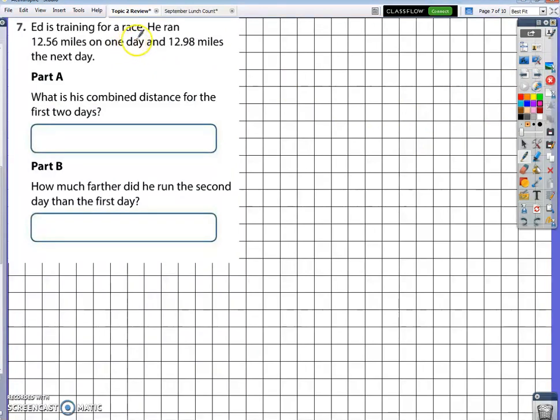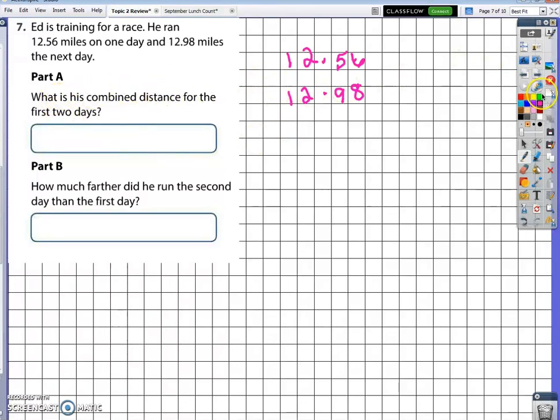Okay, Ed is training for a race. He ran 12 and 56 hundredths miles one day, and he ran 12 and 98 hundredths miles the next day. Part A, what is the combined?